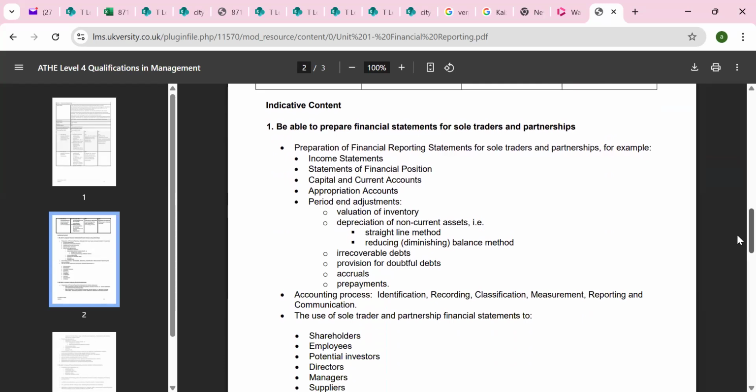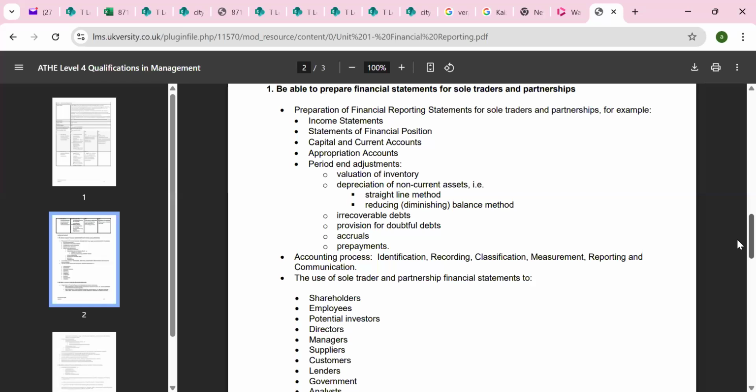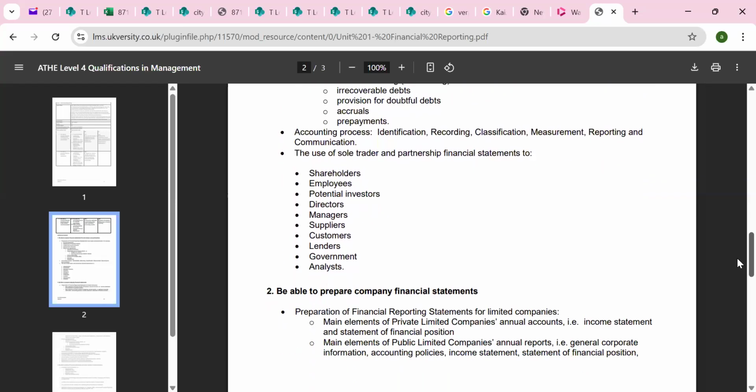The indicative content covers the income statement, financial position, balance sheet, accounts, period-end adjustments, and the stakeholders and shareholders who use them. These are the financial statements we normally prepare in our accounts for our LO1.